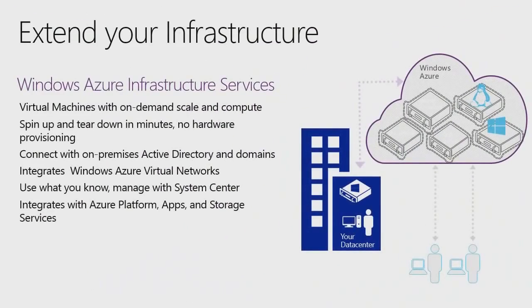One way to use Windows Azure is to extend your infrastructure. Windows Azure Infrastructure Services allows you to spin up and tear down virtual machines as needed. There is no hardware provisioning necessary, and you can scale efficiently for your needs. We understand many of you already have line of business apps that are on premises. You can take advantage of Windows Azure by extending those apps into the cloud. With Windows Azure, you can scale out your app to multiple instances to handle unpredictable usage. You can also connect with on-premises Active Directory or integrate using Windows Azure Virtual Networks. By extending your infrastructure, you get the best of both worlds by leveraging existing assets and new capabilities in the cloud.